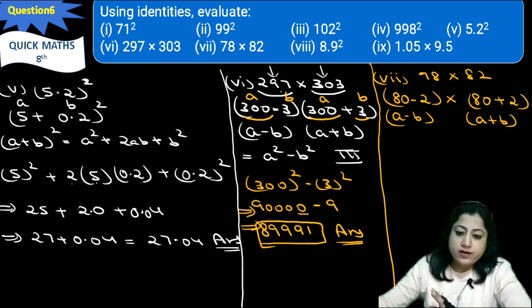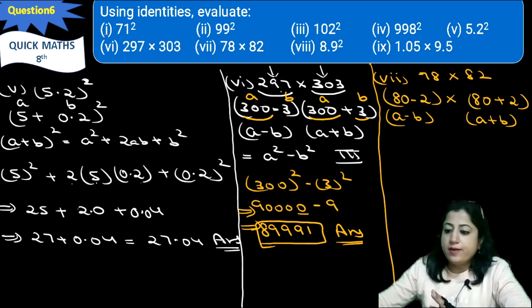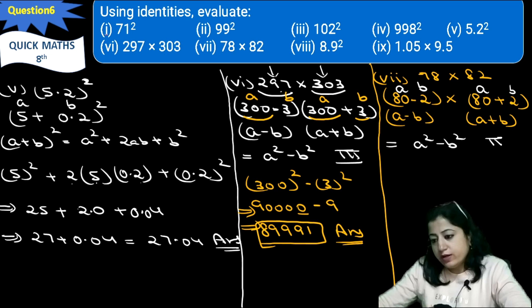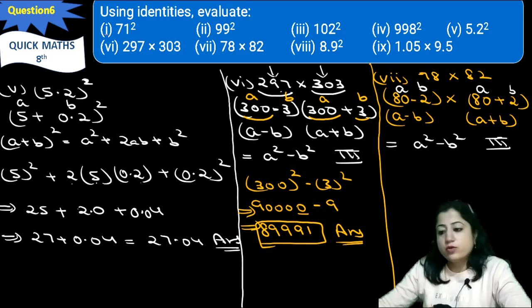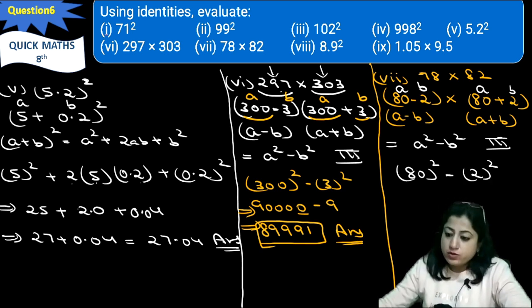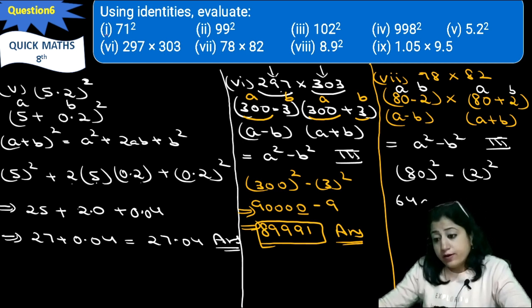Using white color we can highlight what a and b are. A is 80, b is 2. A minus b, a plus b. So the answer will be a square minus b square using the third identity. According to this, a square is 80 square because a is 80, and b square is 2 square because b is 2. So it will be 8 square 64, 0 square 00, minus 2 square 4.